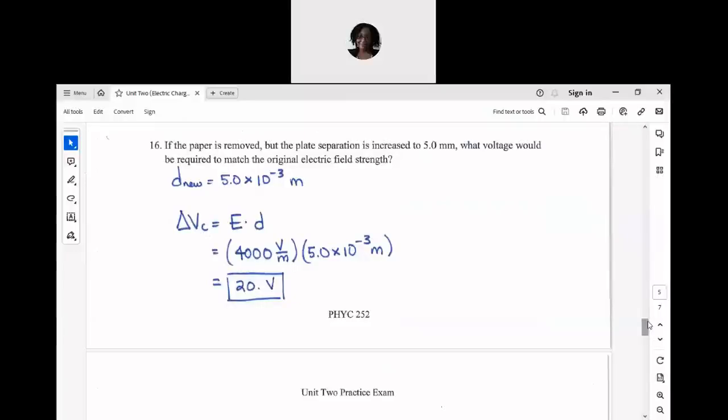And 16, if the paper is removed, but the plate separation is increased to 5 millimeters, what voltage would be required to match the original electric field strength? I can go back to the electric field strength that we calculated a few steps earlier and our new plate separation to find that the product of those two would give me the new delta V. So this would require 20 volts. So I could take a 20 volt power supply, perhaps, or I could just arrange batteries such that the chain in series gives you 20 volts.